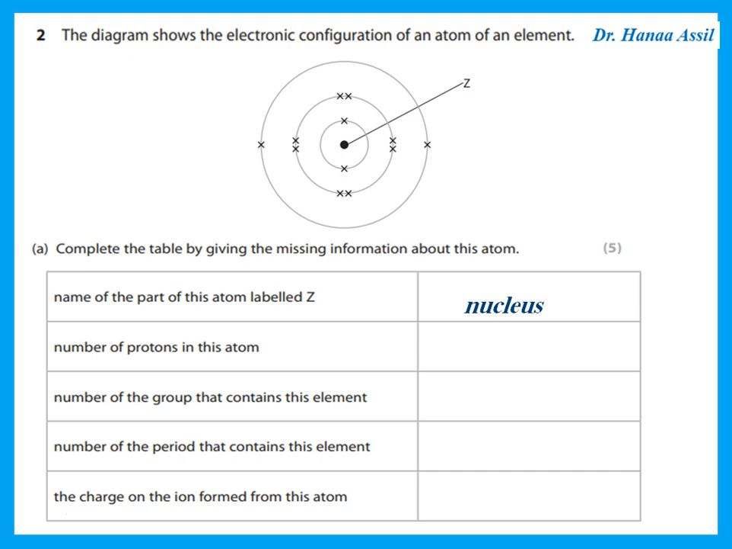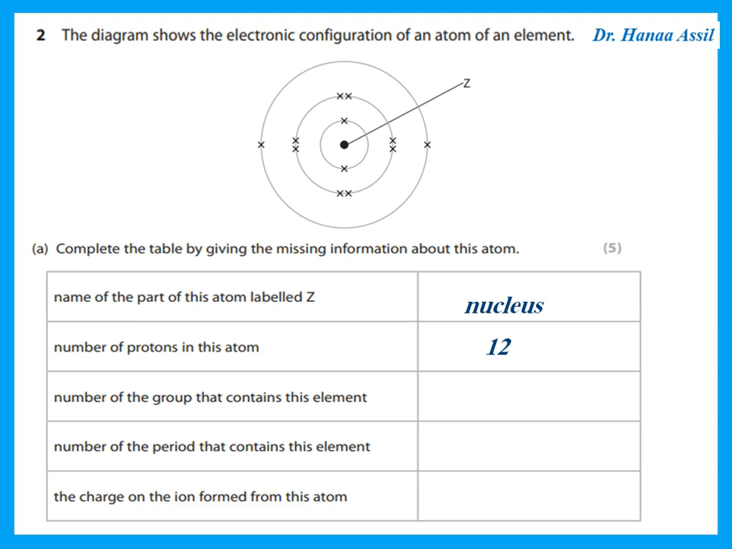Number of protons in this atom. How do I know? You should know that the number of protons would be the same as the number of electrons. How many electrons does this atom have? It has 2, 8 and 2. So the number of protons would be the same number, and that is 12.